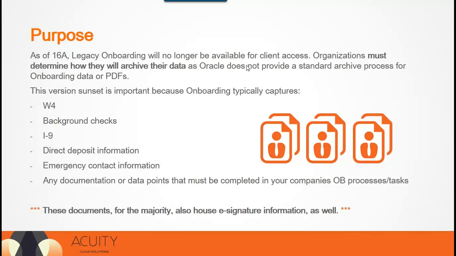Most clients capture and store critical legal data as part of their new hire onboarding process. Items such as W-4 forms, I-9, background check data, and others that are completed prior to an employee joining the organization are important for legal defensibility. These items that are captured often include electronic signature to confirm the date and time that the new hire signed or accepted these documents. Once you have upgraded to version 16A, you will no longer have access to this data. 16A is currently scheduled to be released in the summer of 2016.